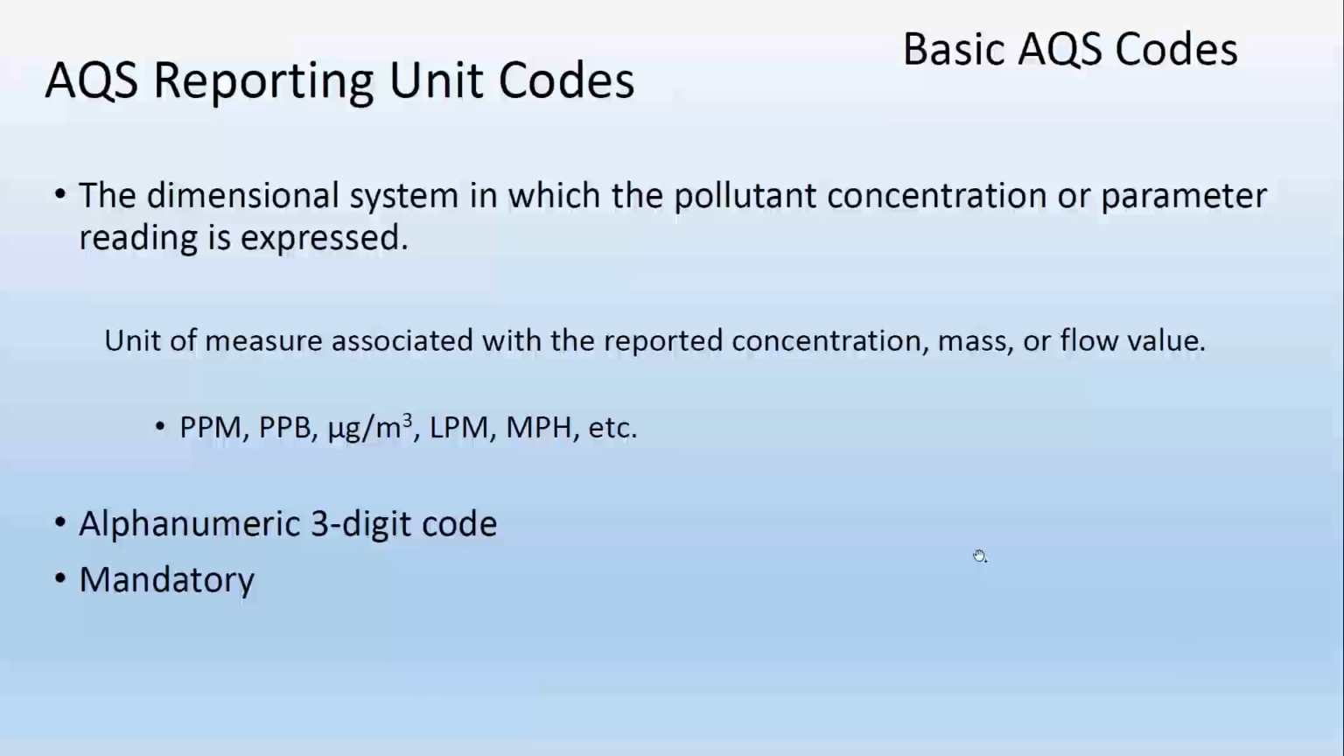All right, AQS reporting unit codes. This code identifies how the pollutant concentration or parameter reading is expressed. In other words, the unit of measure associated with the reported concentration, mass, or flow value. So these units can be per volume of air, or micrograms per cubic meter of air for gaseous or particulate pollutants, or even liters per minute for flow rate, or miles per hour for wind speed. Again, attributes include that it's an alphanumeric 3-digit code and it's mandatory.